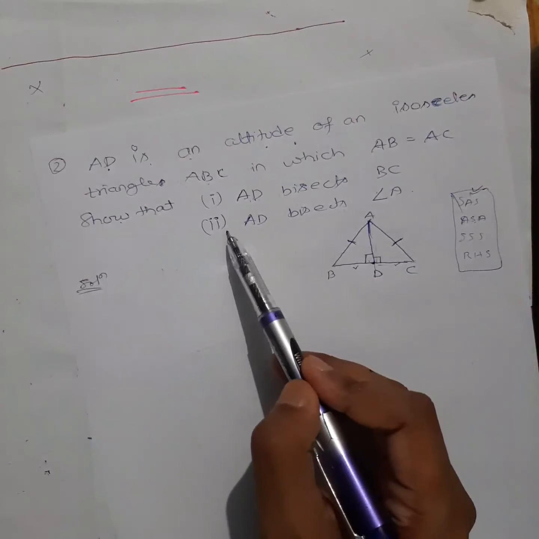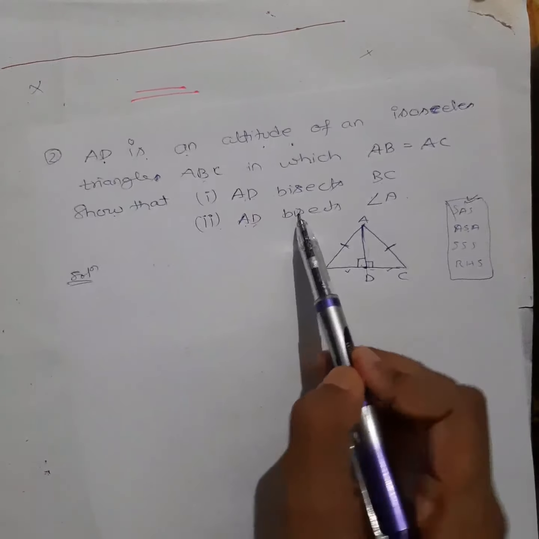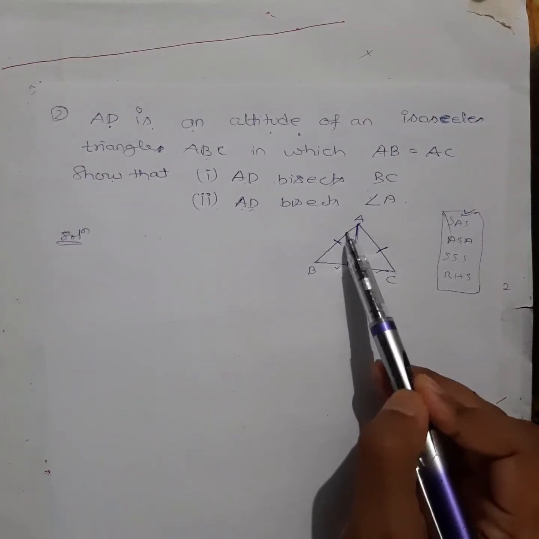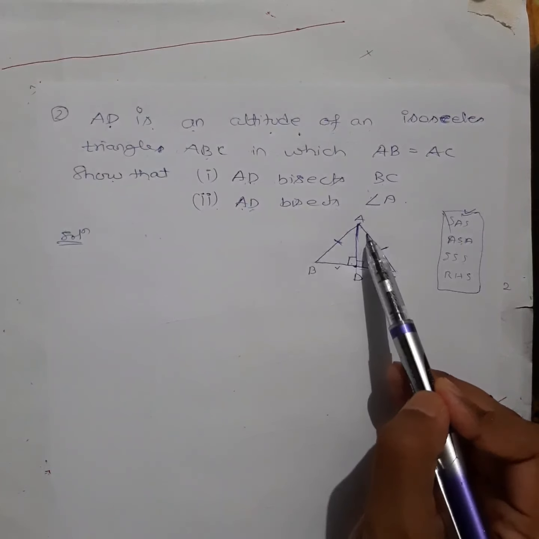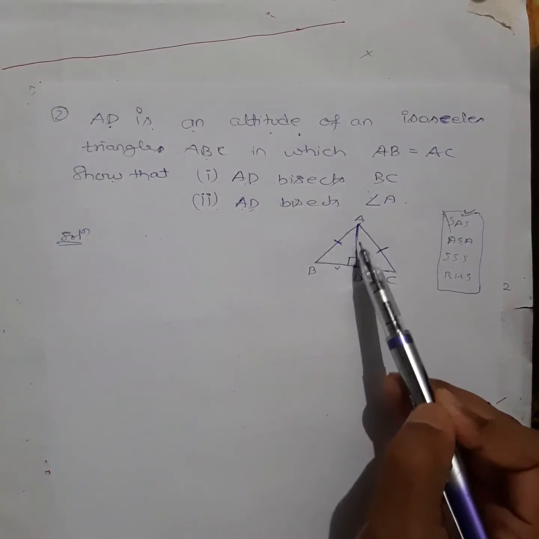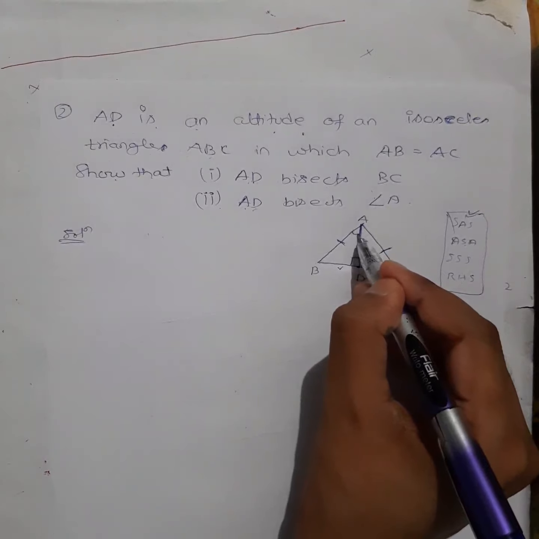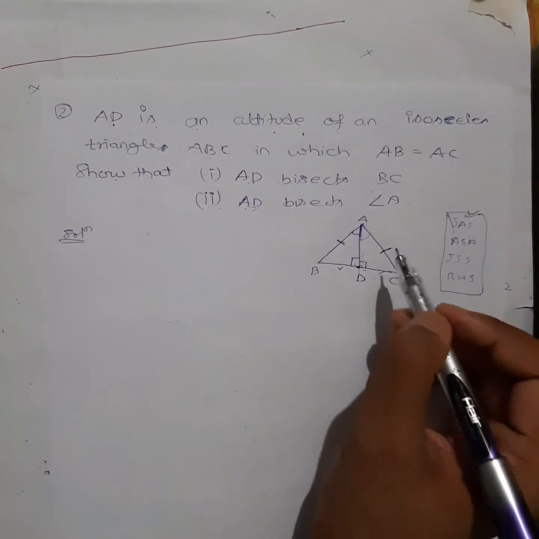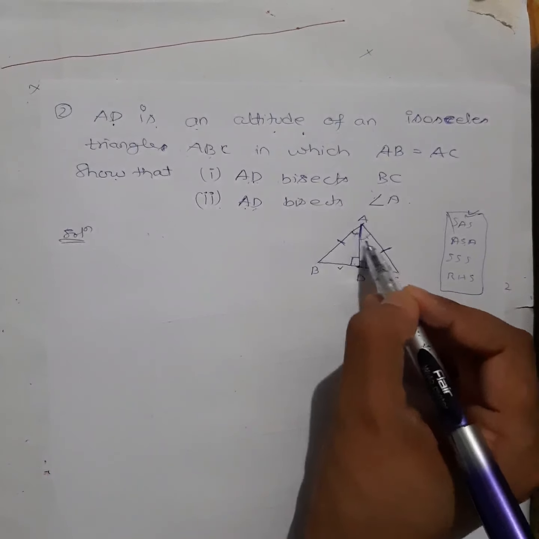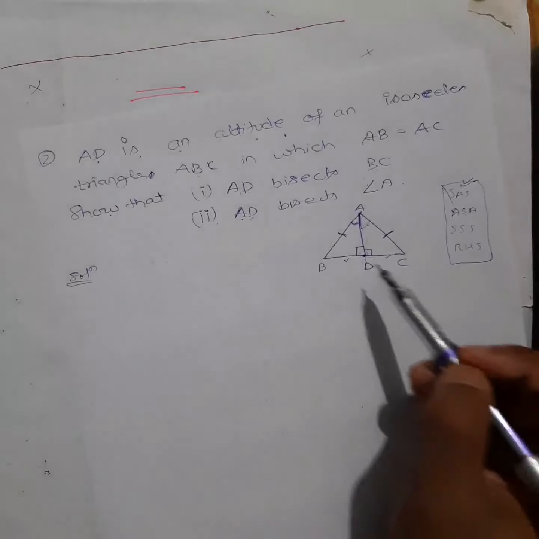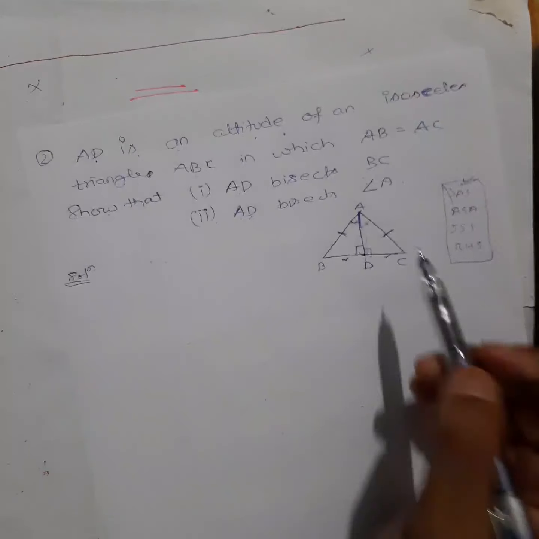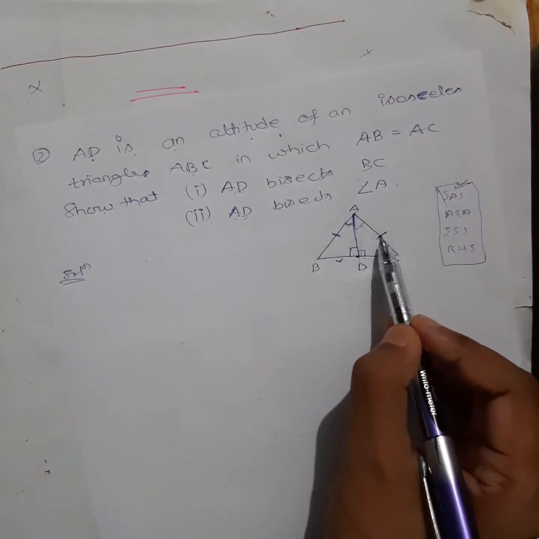Next, AD bisects angle A. Again, you have to show that too. This line bisecting angle A means it will cut this angle from the middle, so this angle and this angle must be the same. If I can show this and this equal, my problem is solved. So basically you have to show two things: this is equal to this, and this is equal to this. For that, very simple, they have given information: this and this equal, this and this equal.